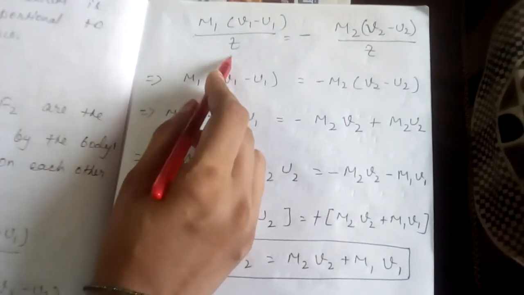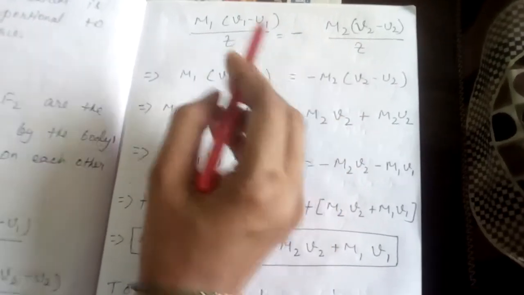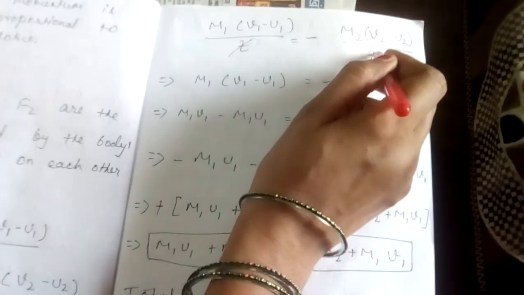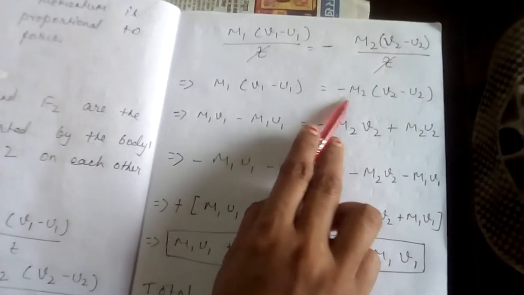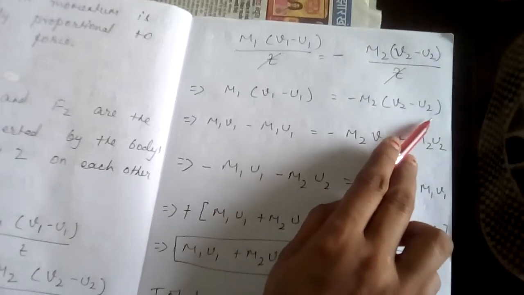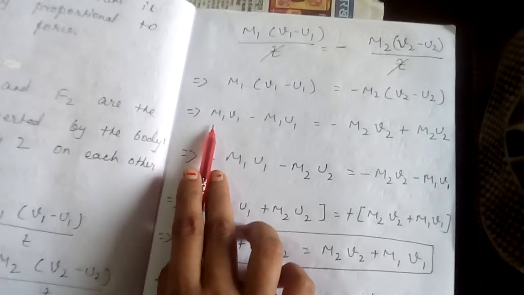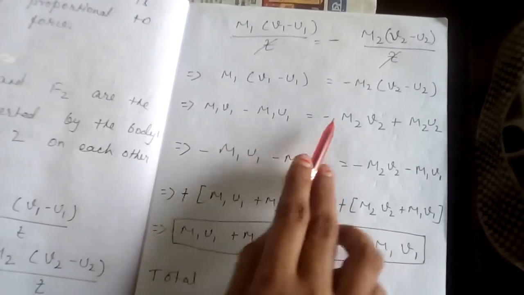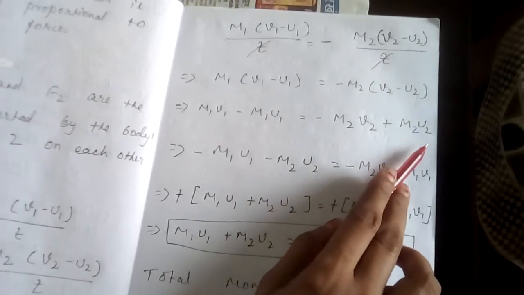So t is a very short interval of time and at the same time both bodies collide. So t and t will cancel. We have m1 (v1 minus u1) equal to minus m2 (v2 minus u2). So let us remove this bracket. We will get m1 v1 minus m1 u1 equal to minus m2 v2 plus m2 u2.